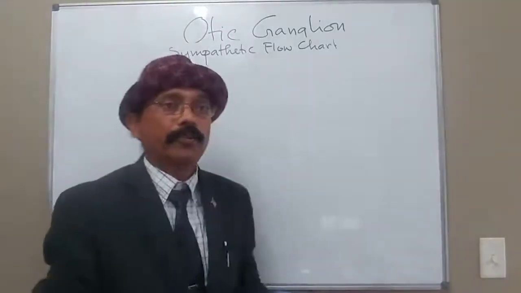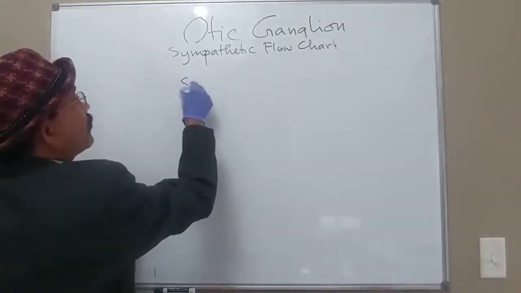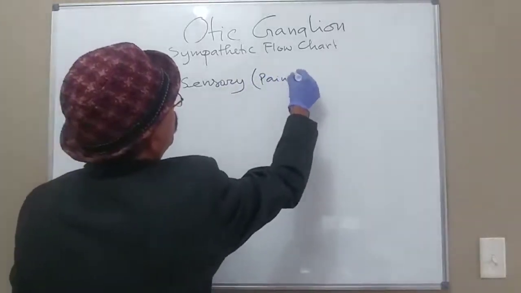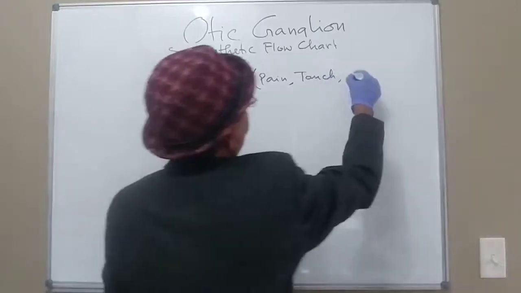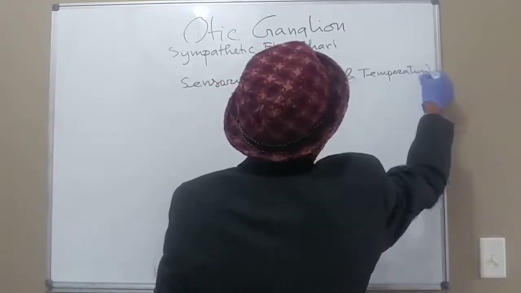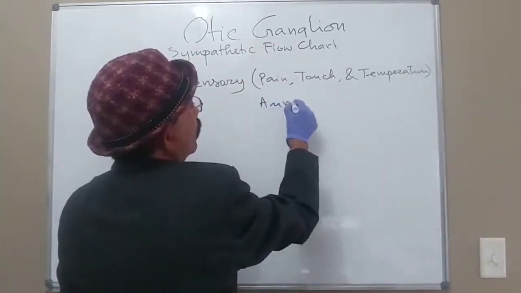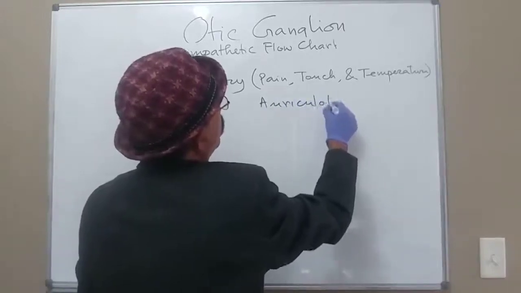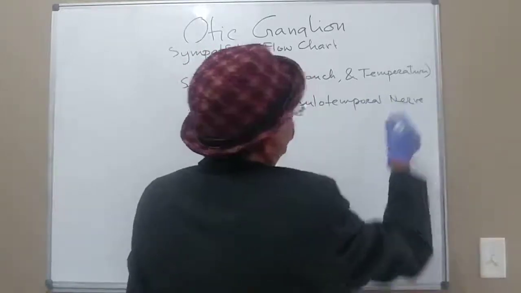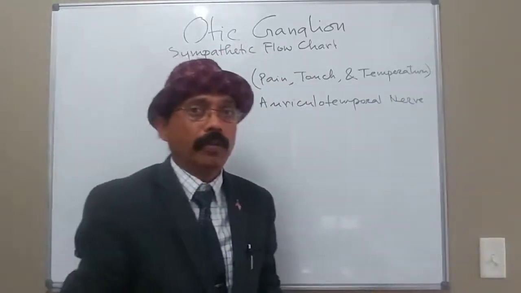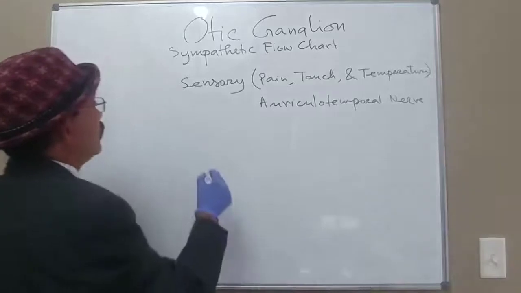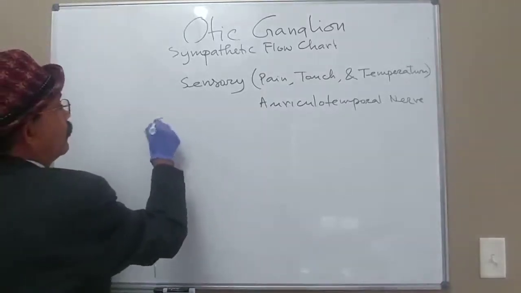Now we go to the sensory. Sensory innervation, pain, touch, temperature, is carried by the auriculotemporal nerve. So the auriculotemporal nerve contains sensory fibers, postganglionic parasympathetic fibers, and postganglionic sympathetic fibers.